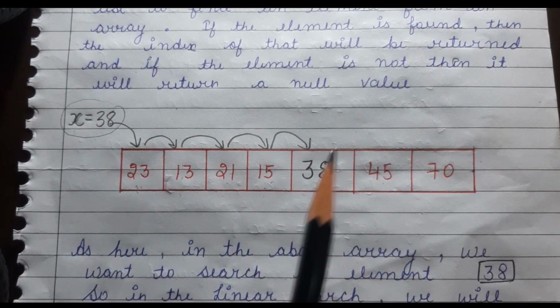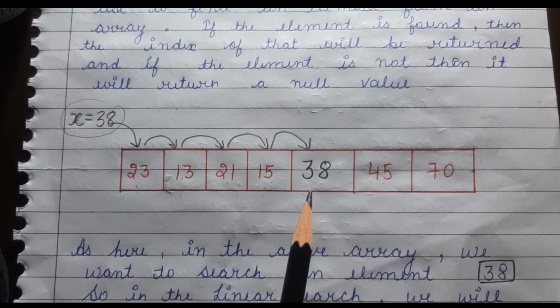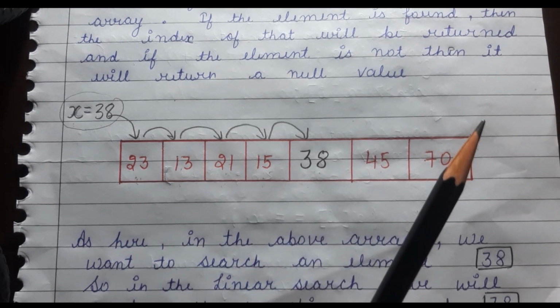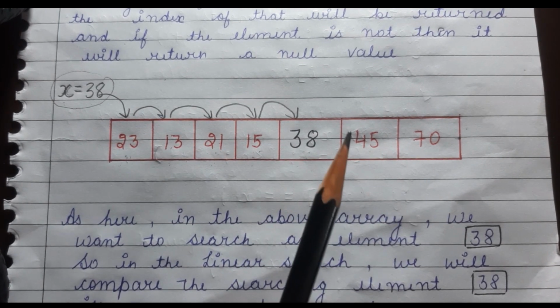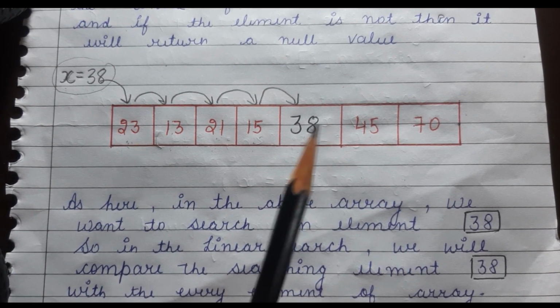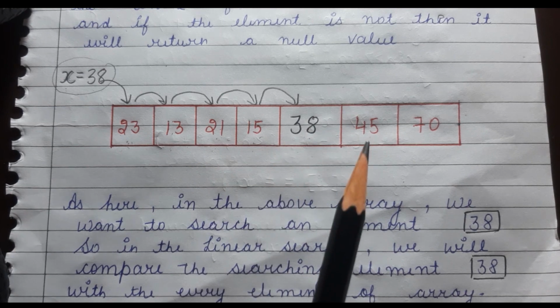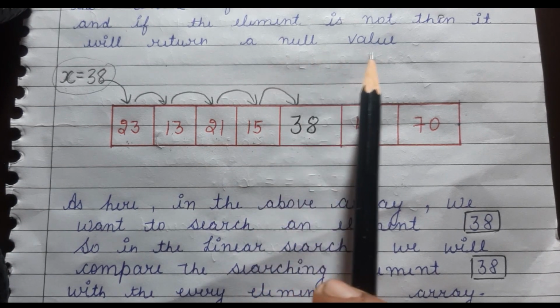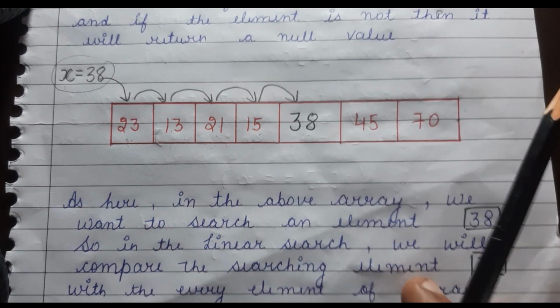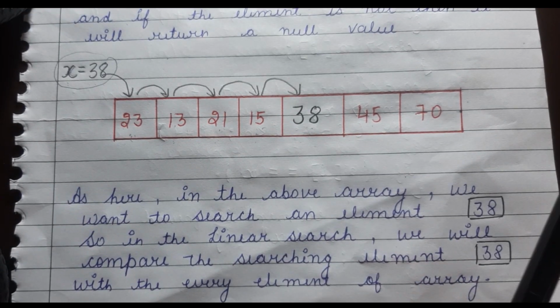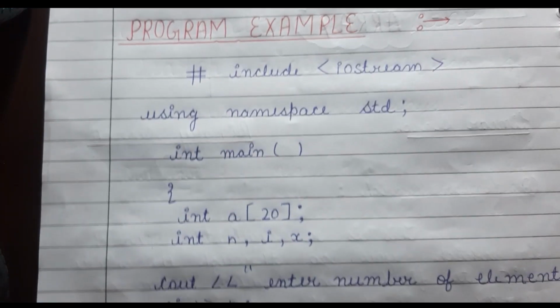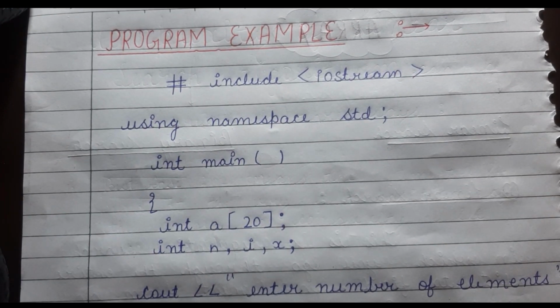Now if the element is found in the array, we have to display the index where the element is found. So after this we display the index of the array, and if element is not found then we display the null value. So now we discuss the code for the linear search, and after that we also discuss the time complexity for the linear search.